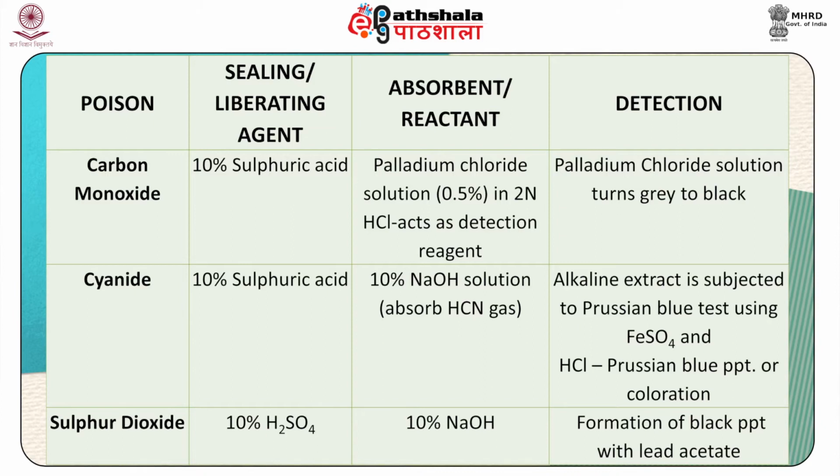Second poison is cyanide. Liberating agent is 10% sulfuric acid. Reactant: 10% sodium hydroxide solution. It absorbs HCN gas. Detection: alkaline extract is subjected to Prussian blue test, ferrous sulfate and hydrochloric acid. Prussian blue PPT or coloration is seen.